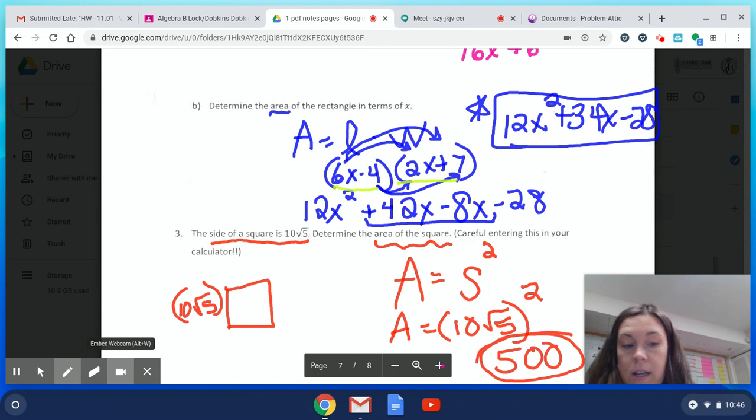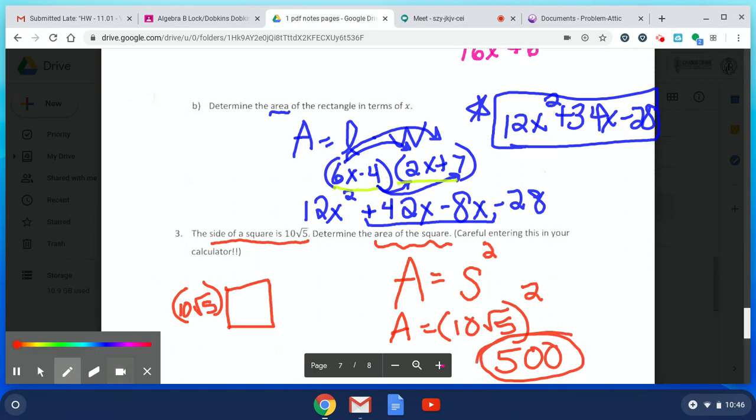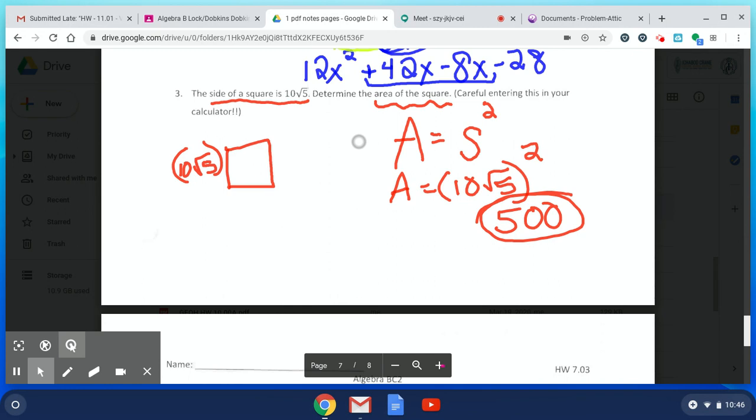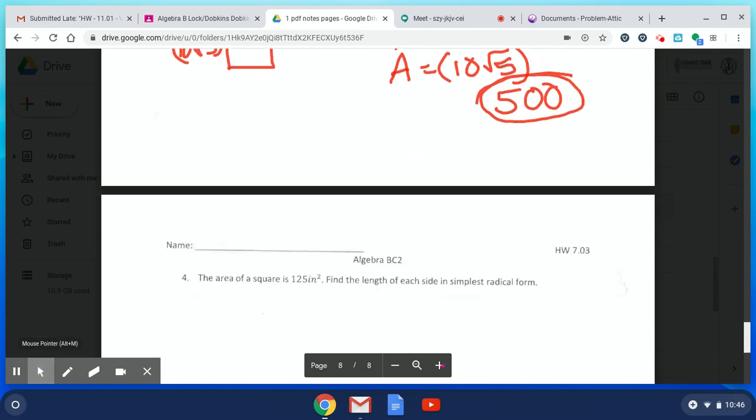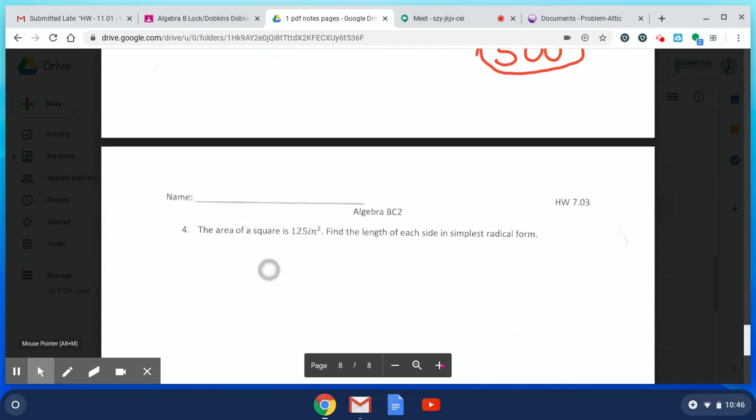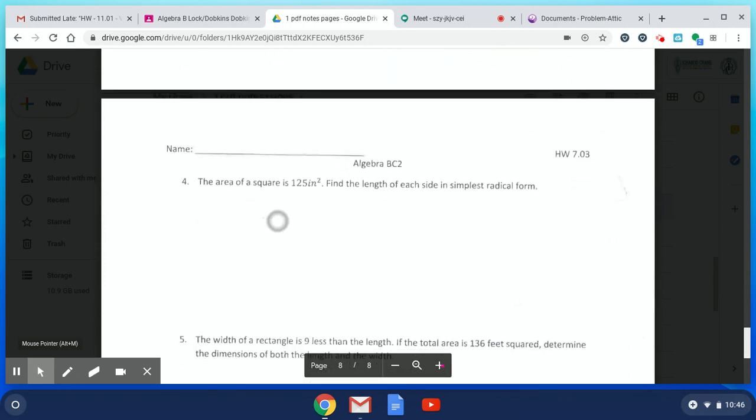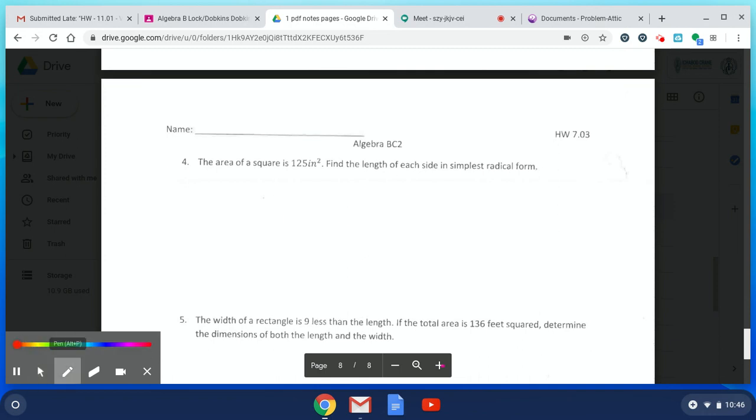Moving to the second side of this. Question number 4. Does somebody want to read it for us? I can. Thank you, Allie. An area of a square is 125 inches squared. Find the length of each side in simplest radical form.